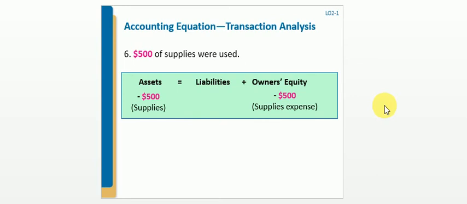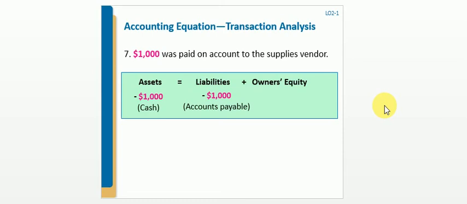Transaction 6. $500 of supplies were used. Now you have used the supplies, right? So you will subtract this $500 from the asset side, from supplies, and you will subtract it from the owner's equity, because you incurred an expense, and expenses are always subtracted from the owner's equity and from the asset. The company used $500 worth of supplies that was purchased earlier. Assets, supplies, decreased by $500, and owner's equity will also be decreased by the same expense.